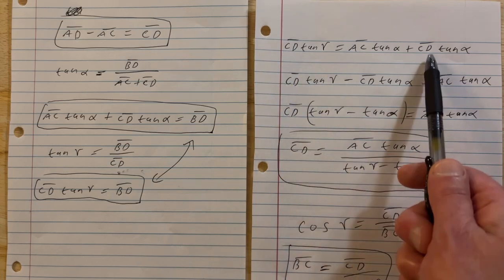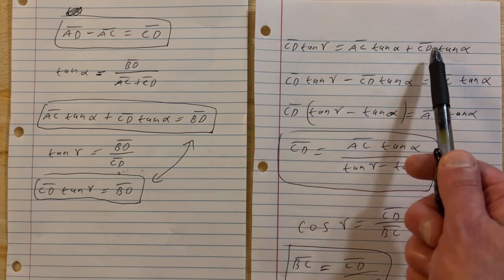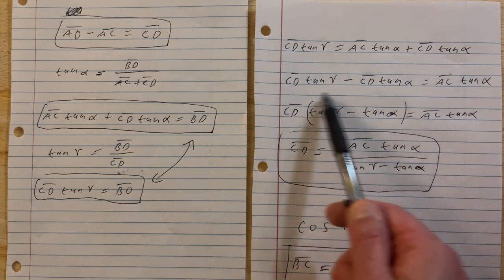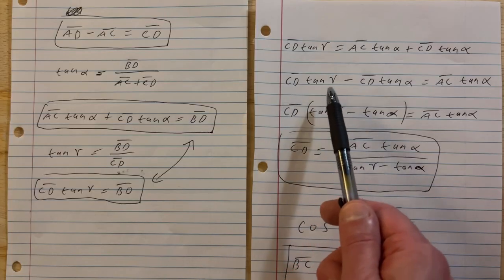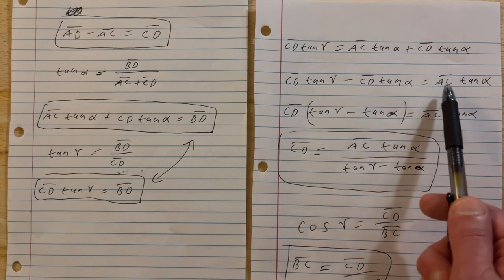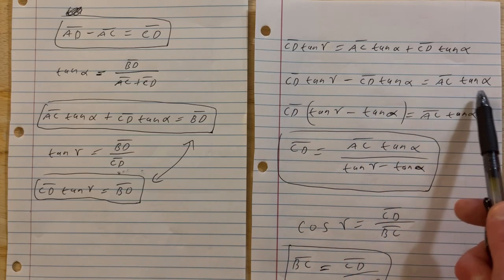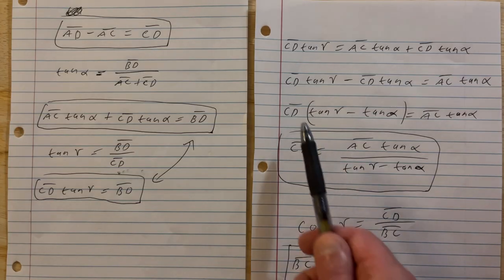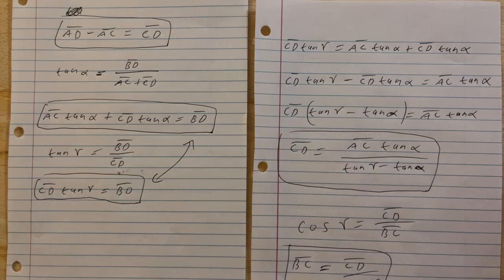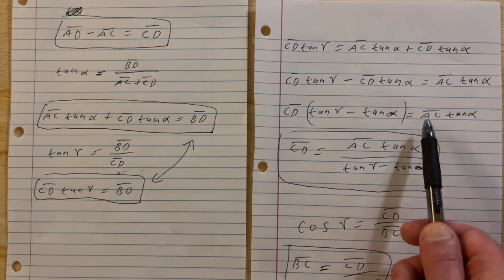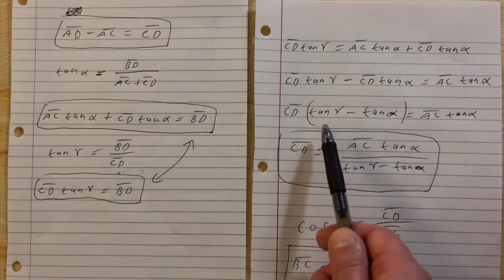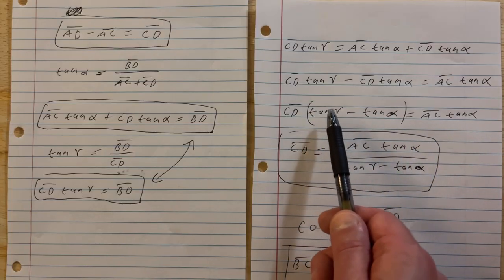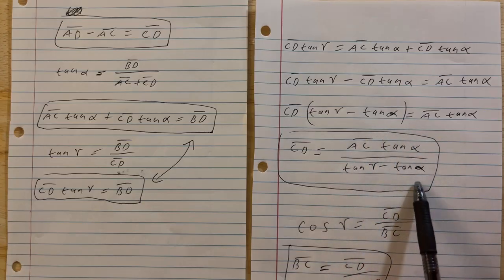We have a CD on both sides of the equation. Let's bring this CD tan alpha over to the other side. We have CD tan gamma minus CD tan alpha equals line segment AC times tan alpha. We can pull out our CDs, and then we have line segment AC tan alpha over the quantity tan gamma minus tan alpha, and that will equal line segment CD.